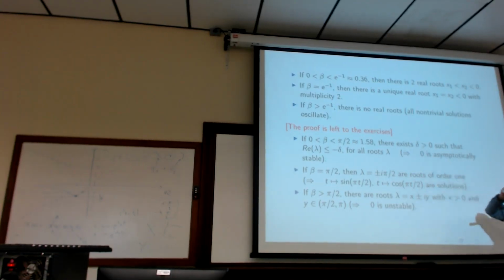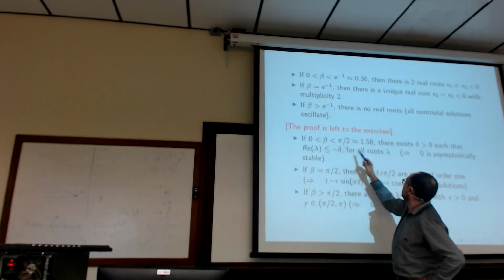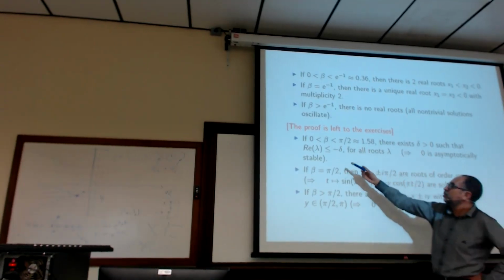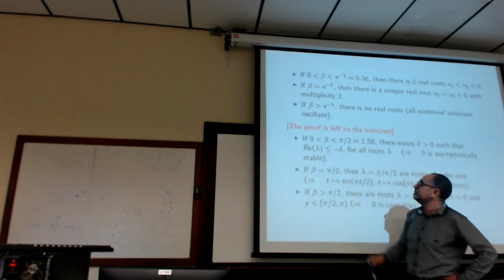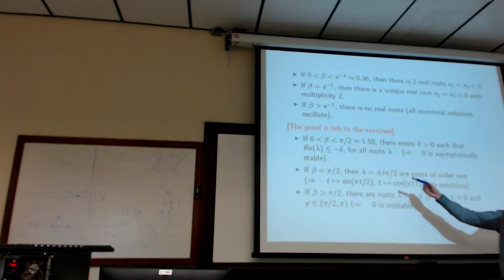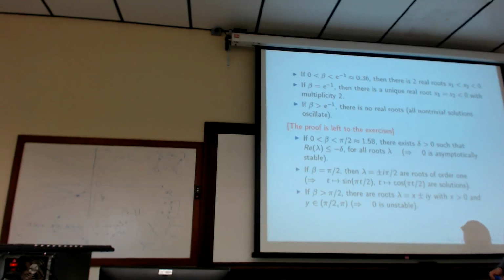there exists delta positive such that, exactly what I said here, the real part of lambda is less than this negative number, and this for all roots lambda. That means as all roots have less than this value, all of them have a negative real part. That means the 0 is asymptotically stable. Okay, if beta is less than this number, we have a local asymptotic stability of 0.